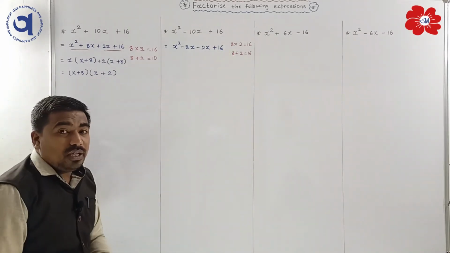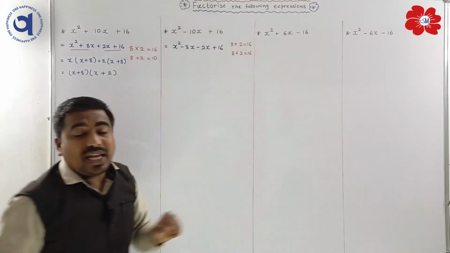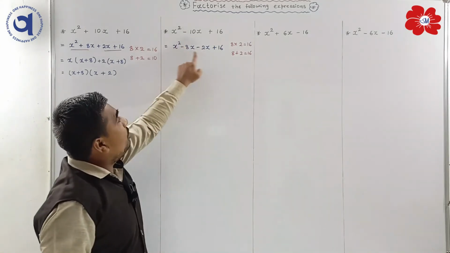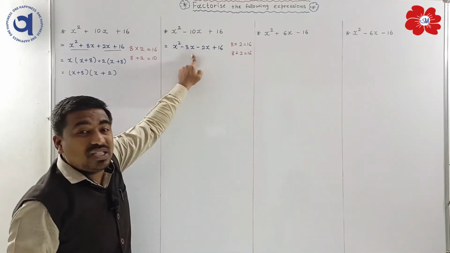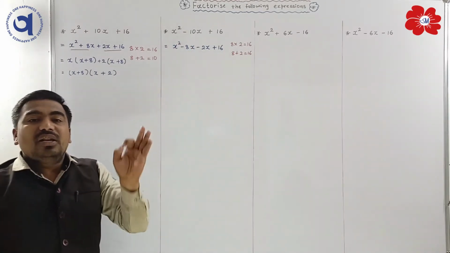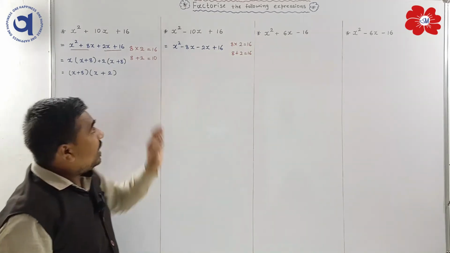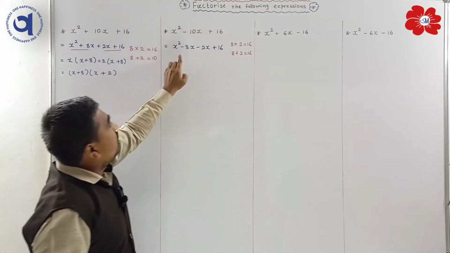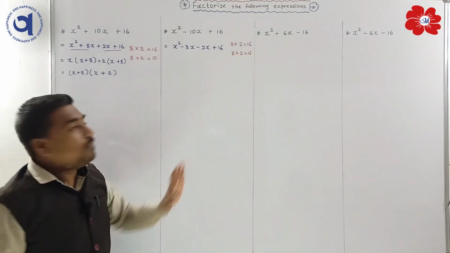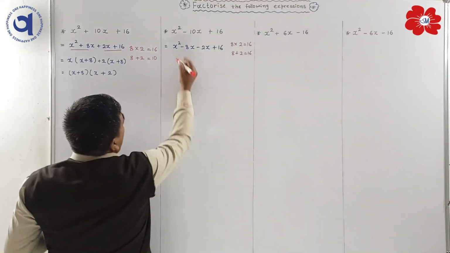What have we done here? Look here. Our last sign is plus, so both signs will be the same. Here the sign is minus, so we are taking both signs minus. Whenever the last sign is plus, both signs will be the same. We have to keep this in mind.